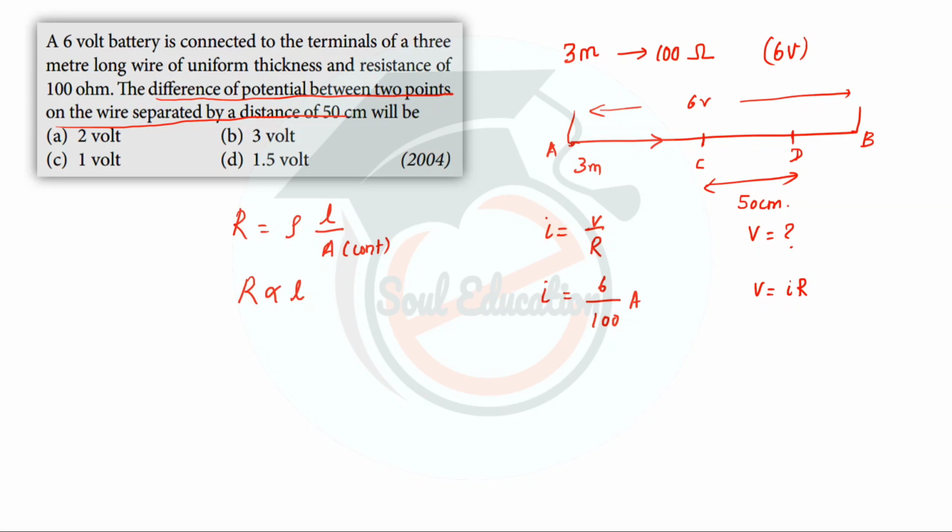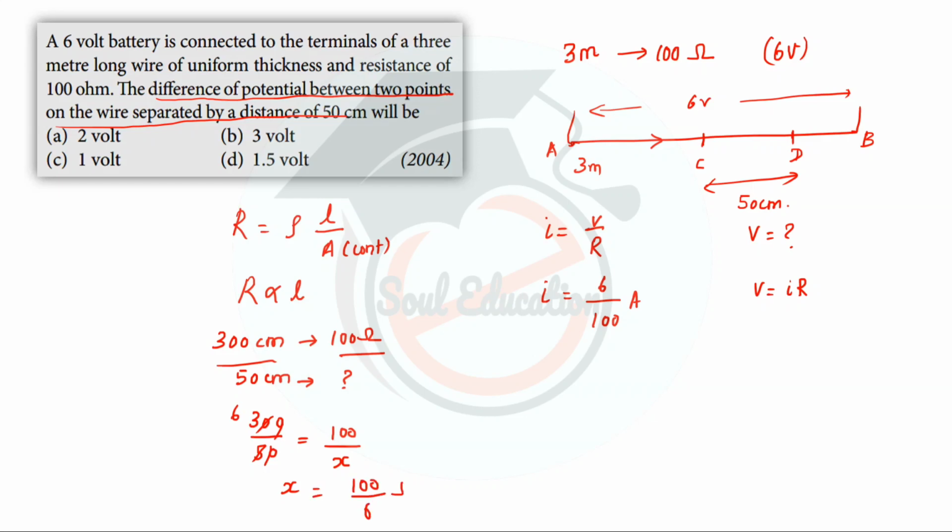So in the 3 meter wire we have 100 ohm resistance. Let me take 3 meter, which is nothing but 300 centimeter, which gives 100 ohm. And what about my 50 centimeter, how much resistance does it have? We can solve this using the formula, or just use the direct proportion rule. So we divide: 300 by 50 is equal to 100 by x. I want x, so x is equal to, cancelling here, it is 6. Correct? Which is equal to 100 by 6 ohm. 100 by 6 ohm is 50 by 3 ohm.